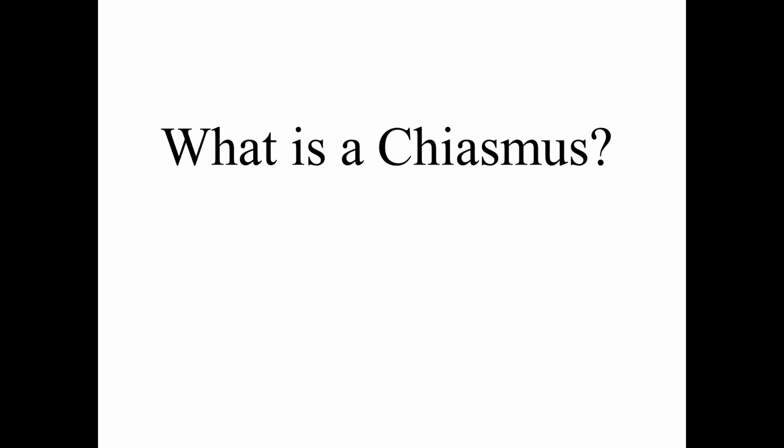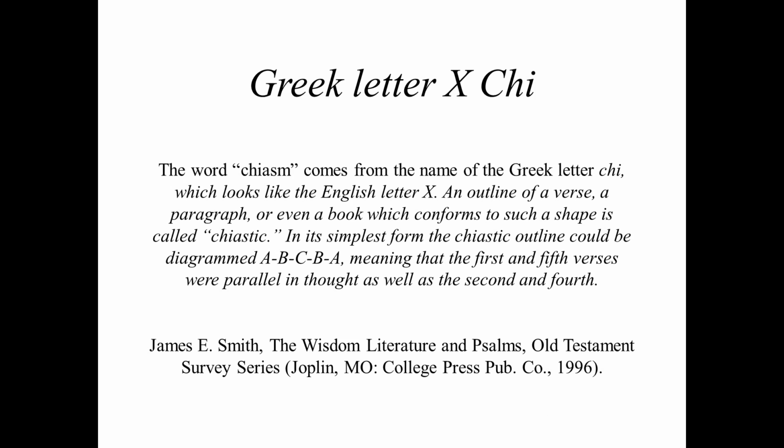What is a chiasmus, or what is sometimes called a chiasm? A chiasm comes from the Greek letter chi. I'm taking this quote here from James Smith. He says the word chiasm comes from the name of the Greek letter chi, which looks like the English letter X. An outline of a verse, a paragraph, or even a book which conforms to such a shape is called chiastic. In its simplest form, the chiastic outline could be diagrammed A, B, C, B, A, meaning that the first and fifth verses were parallel in thought, as well as the second and fourth.